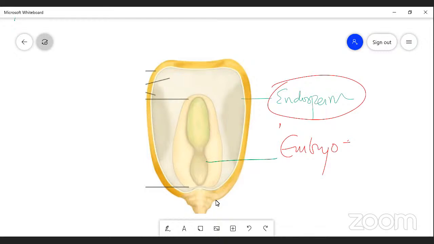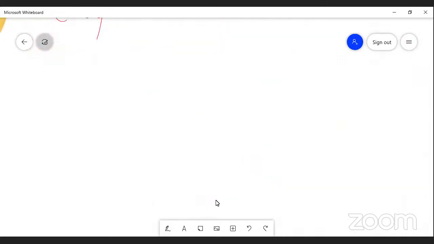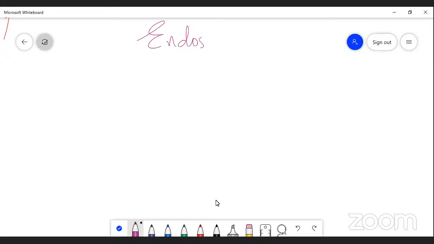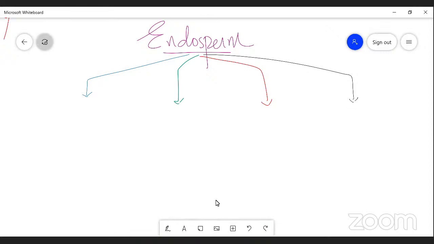Next we pass on to types of endosperm. Endosperms are classified into the following types. The first type is nuclear endosperm, the second category is cellular endosperm, the third type is helobial endosperm, and the fourth category is ruminate endosperm.